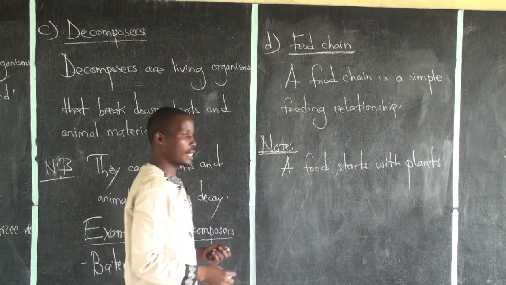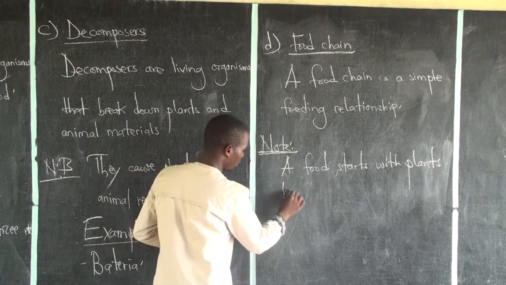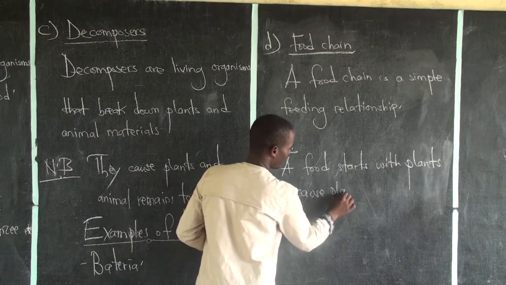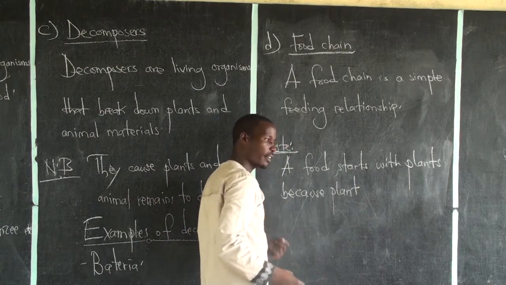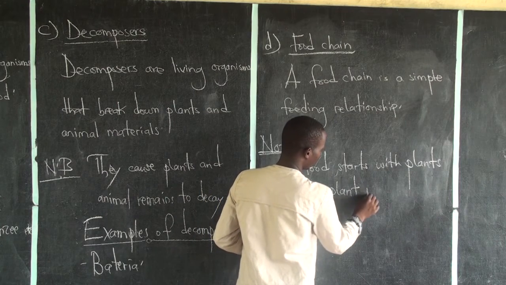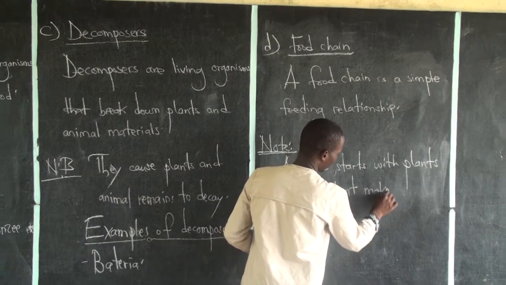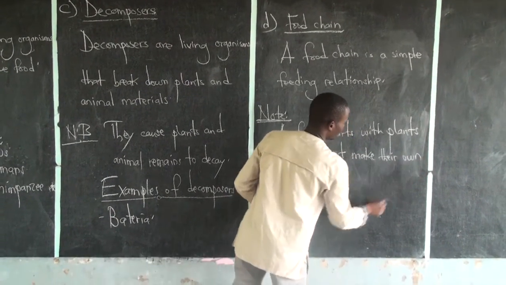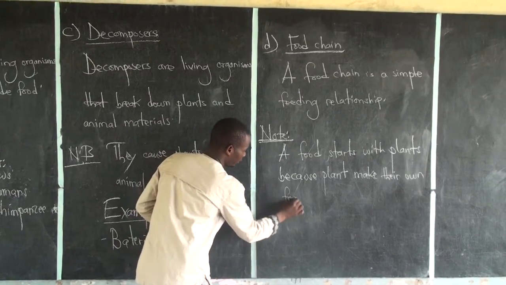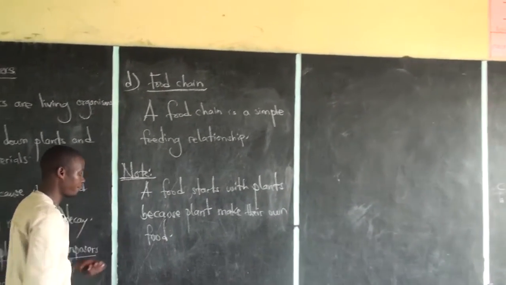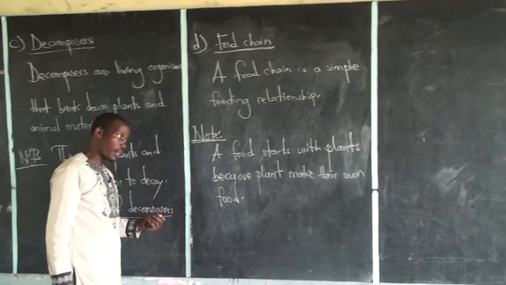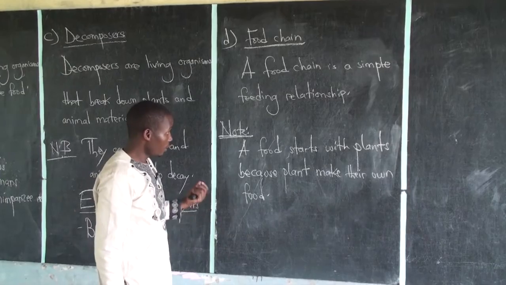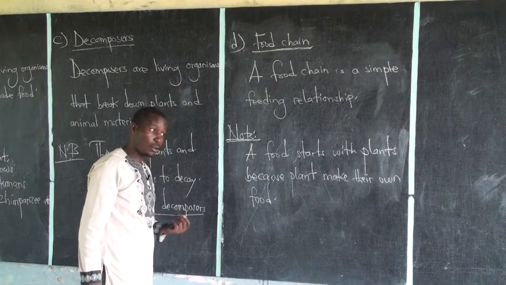So we're saying it starts with plants simply because plants make their own food, or manufacture their own food. This is why we simply say that a food chain starts with plants. They can ask you, why does the food chain start with the plants? Simply because plants make their own food.